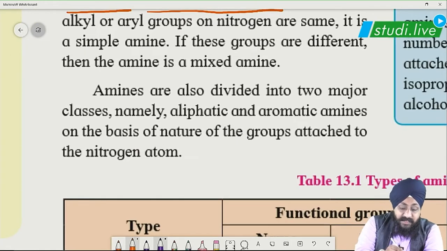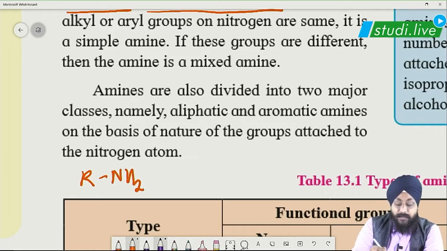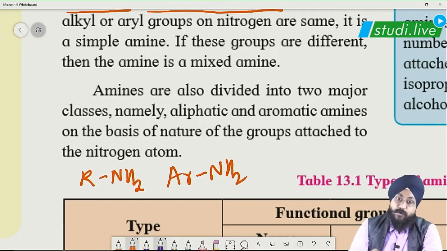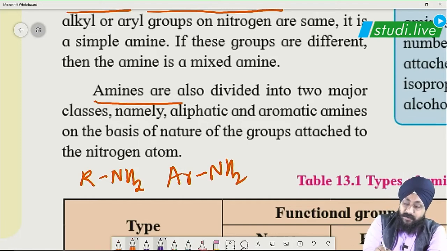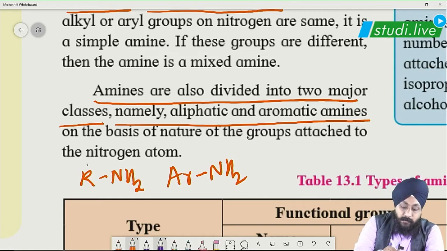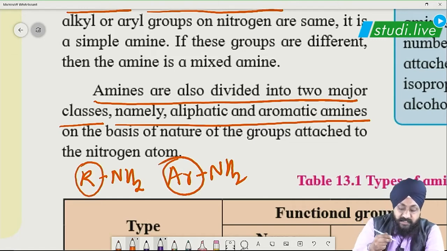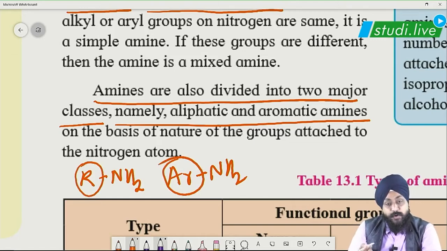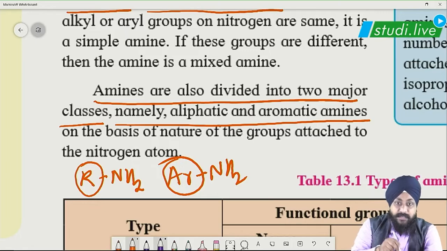If an alkyl group is attached to the nitrogen atom, you call it an aliphatic amine. And if an aryl group is attached to the nitrogen atom, you call it an aromatic amine. So amines are divided into two major classes, aliphatic or aromatic amine, on the basis of the group which is attached. If an alkyl group is attached, you call it alkyl amine. If an aryl group is attached, you call it aryl amine, which is aromatic amine. Alkyl amine is aliphatic, aryl amine is aromatic.